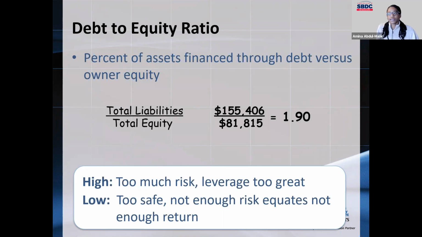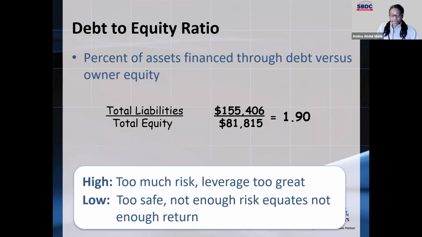So if a company has over, let's say, a 2.0 debt to equity ratio, then that means that they have a very, very high amount of liabilities versus how much equity is available there. So that means if I was a banker looking at that company, it would be very, very risky to lend any more money to them, because they are already extremely highly leveraged by debt, okay?